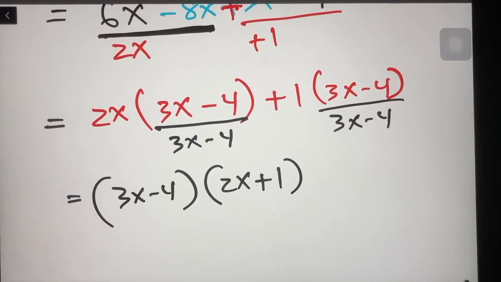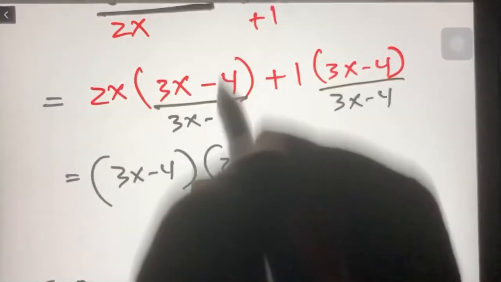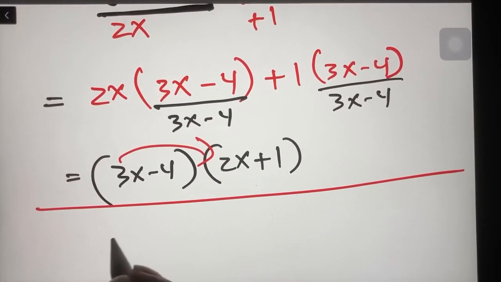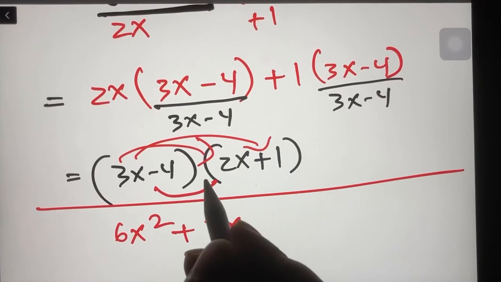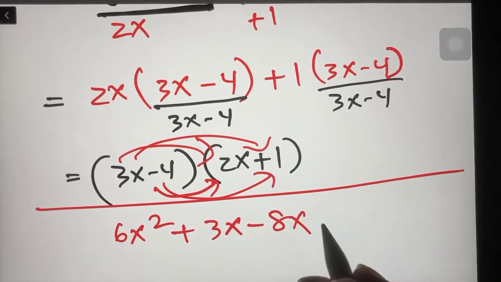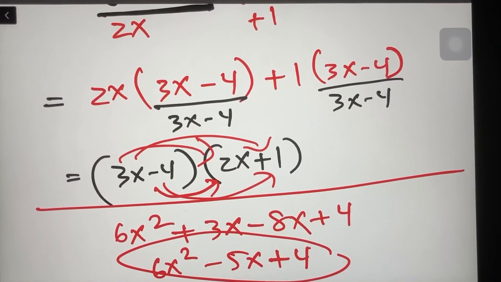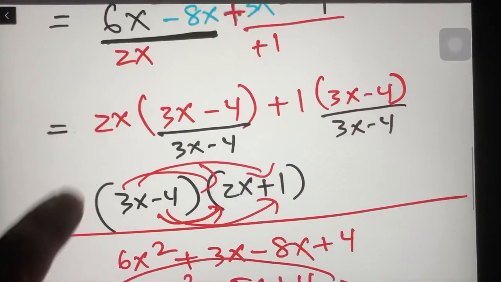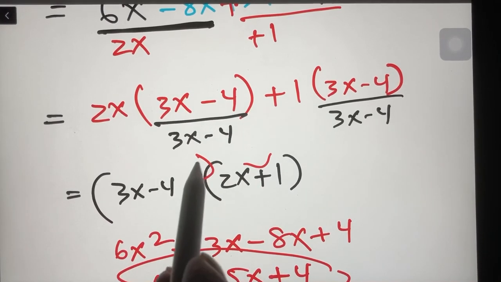So the question is, how do you know that your answer is correct? You can always apply the distributive property to double check the answer, okay? Let me apply the distributive property to double check. So 3x times 2x is 6x squared. 3x times 1 is equal to 3x. Negative 4 times 2x is negative 8x. Negative 4 times 1 is negative 4. So you have 6x squared minus 5x minus 4. That's what we had before. So that means our answer is correct. So this is going to be our answer, okay?